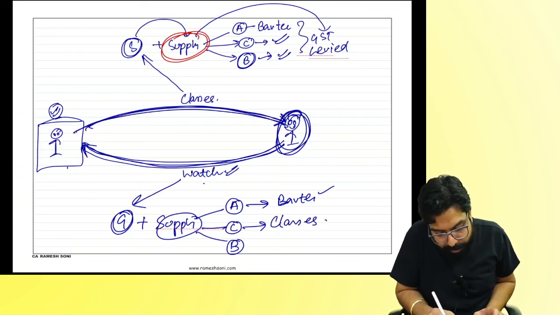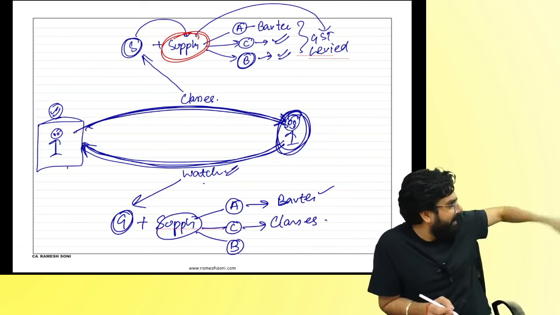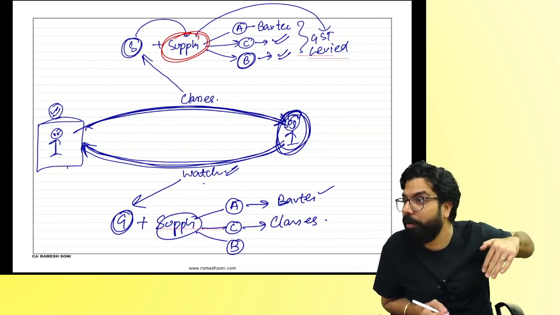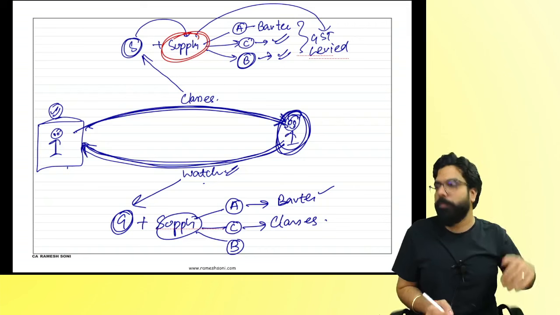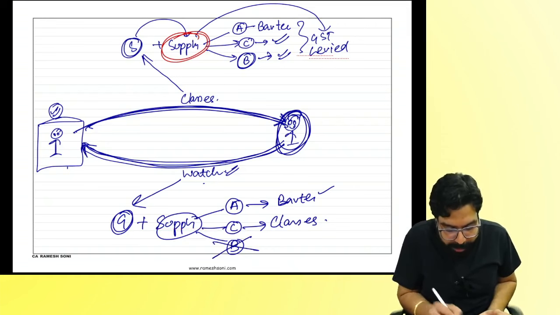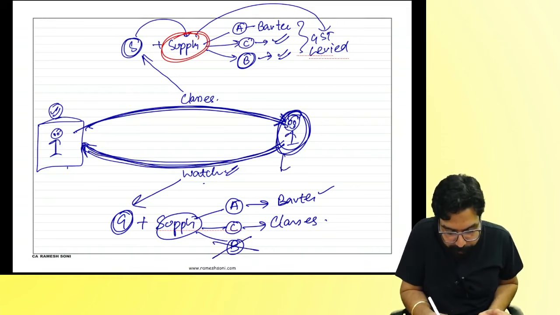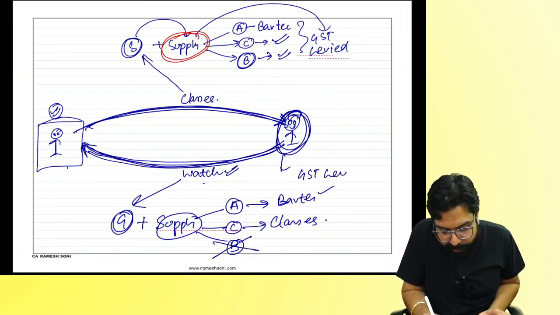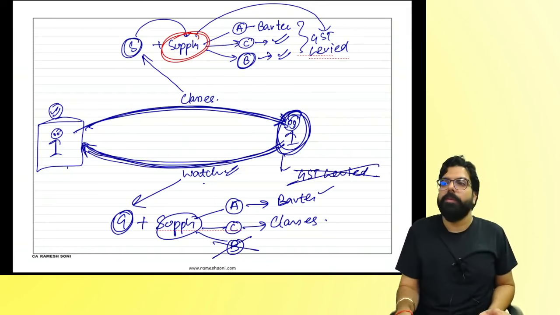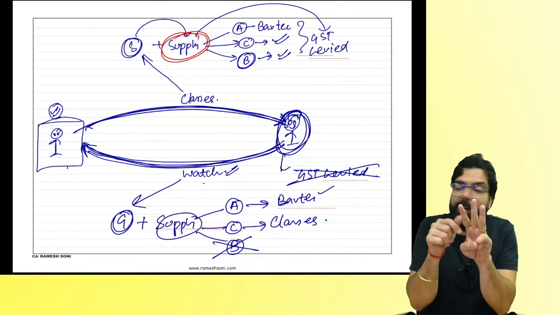What is the consideration he has got? Classes. Is it his business? Take watch, give class, take watch, give class. Is it his business, everyone? No. If it is not his business, then when he gave the watch, is GST levied? Yes or no? No.